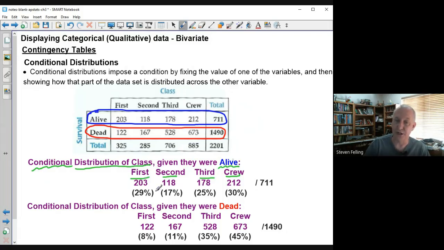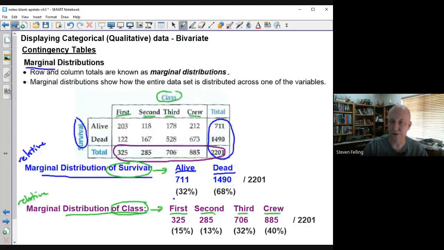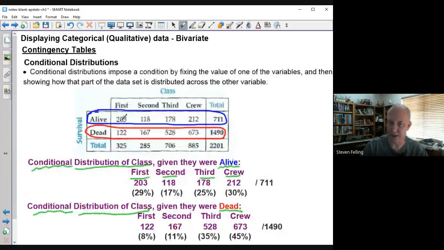Okay. There's another distribution of class, conditional, because we could have imposed the condition that we're talking about the people who are dead. And then it would be just this row's values, 122, 167, 528, 673. And we would use percentages if it asked us for the relative conditional distribution of class. So you've got marginal distributions that use the totals, and you have conditional distributions that use only part of the data. Okay.